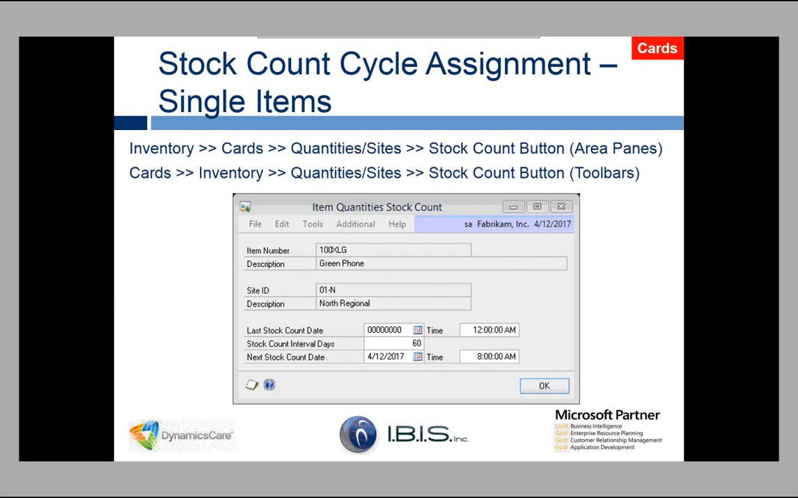I can manually change this on an item if I need to. So if I have set an assignment and I want to adjust it for one particular item that I care a lot about and I want to count it more frequently, I can manually change it for a particular item.